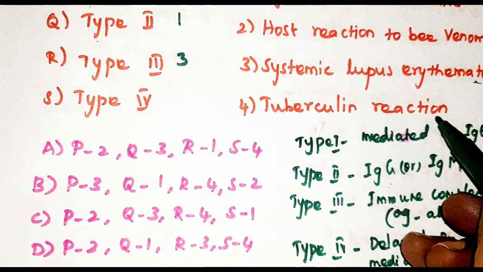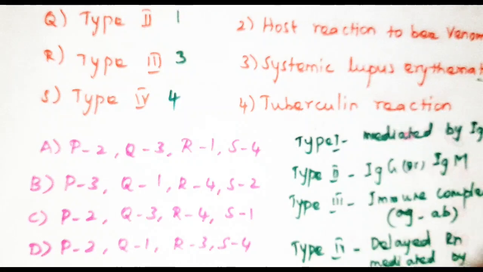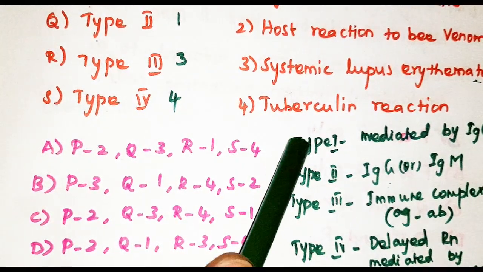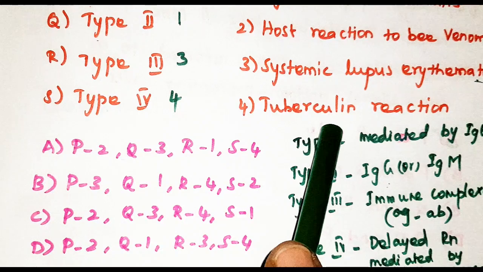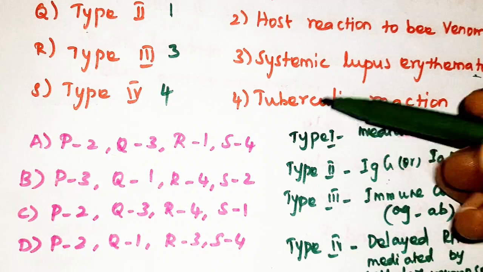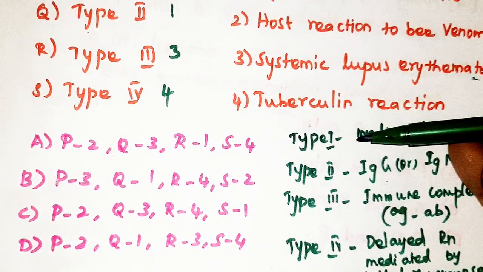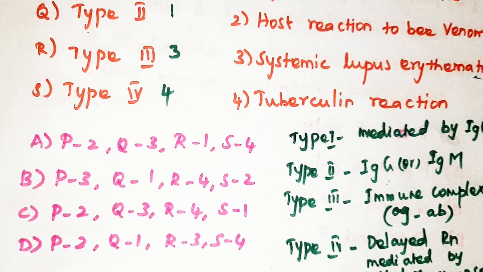Tuberculin reaction is an example for type 4 hypersensitivity reaction. This tuberculin reaction occurs when tuberculin is injected into the skin of someone who has been infected with tuberculosis. This tuberculin is a purified protein derivative which is used in a skin test to help diagnose tuberculosis.